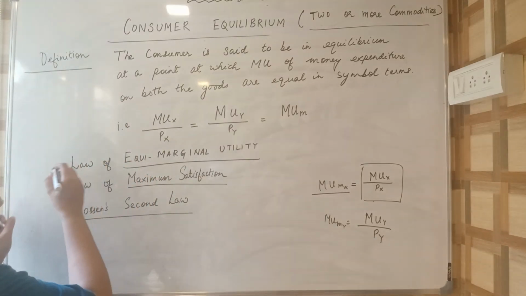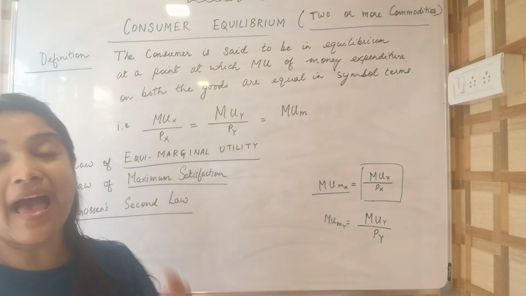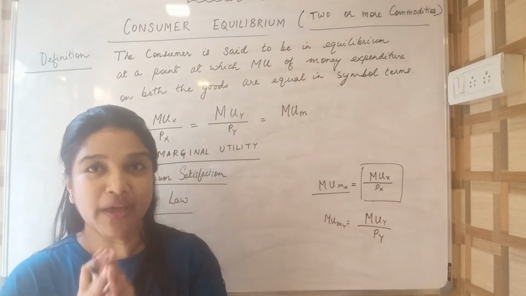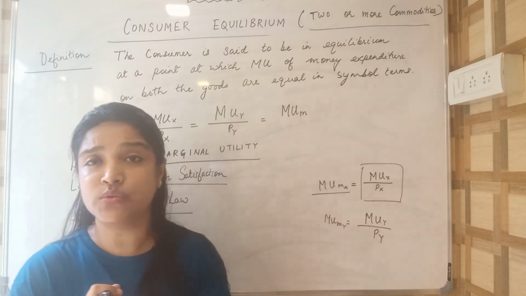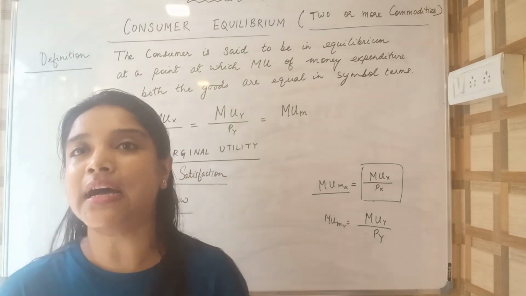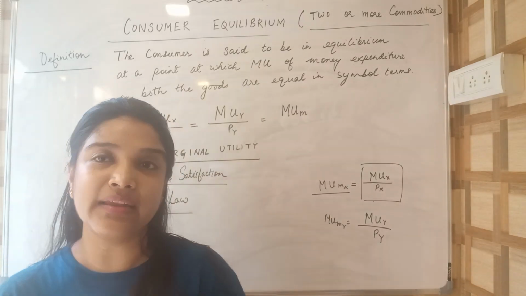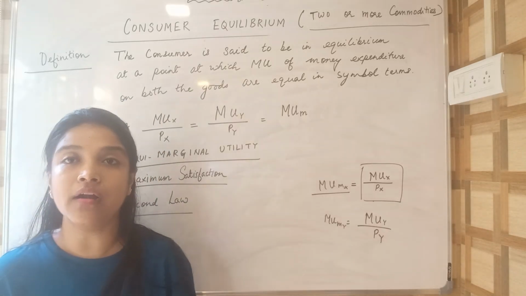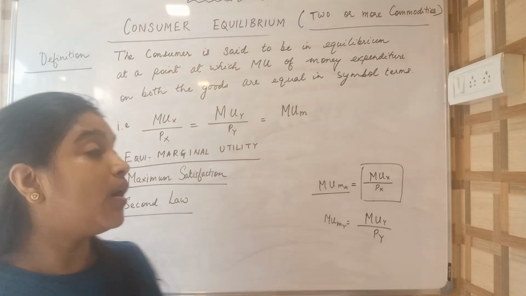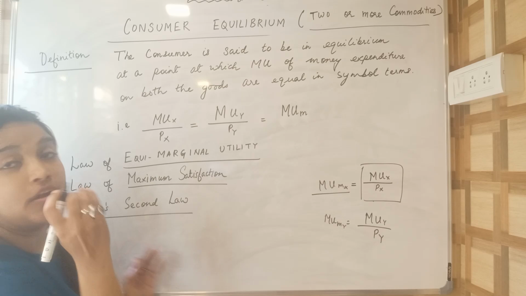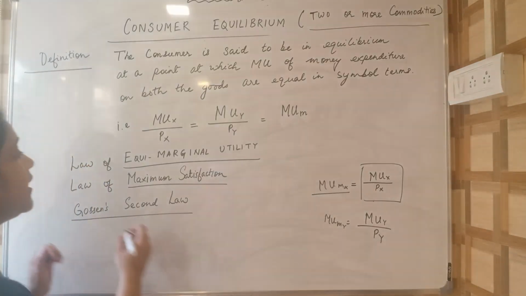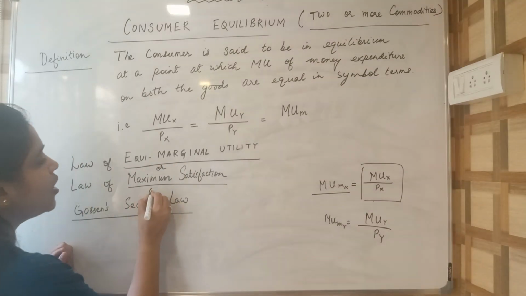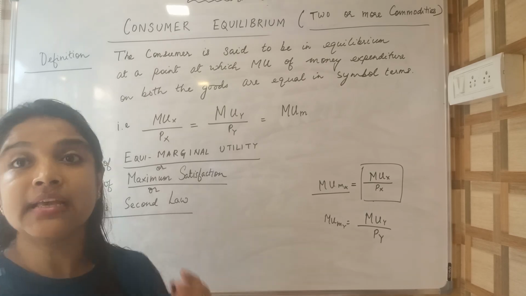Now this law is actually one of the most difficult laws in cardinal utility or in microeconomics, and that is the law of equimarginal utility. The law of diminishing marginal utility, which we did in the previous class, was pretty easy, but this is one law which students really dread. Another name is the law of maximum satisfaction, or this law is called Gossen's second law.